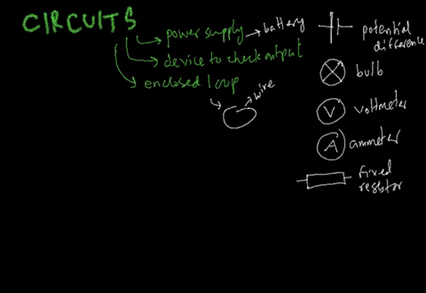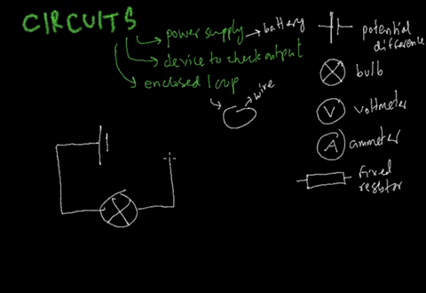So let's talk about a basic circuit. The basic circuit is, this is the power supply, this is the voltage. Here now I'm using the loop, and this is the output check using a bulb. I'm using a bulb here, and all the way it is enclosed. Now this long line refers to the positive, the short line refers to the negative.